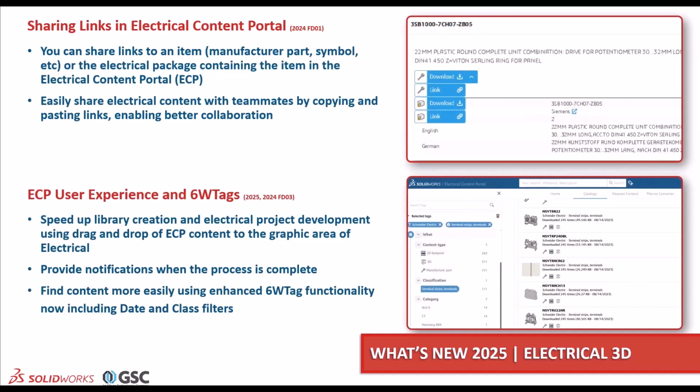Finally, a few improvements to the electrical content portal. Files can be shared with a link, and this is useful for collaborating amongst your team. And if you're dealing with the schematic designer ESX role, keeping everyone current on the same library and sharing libraries, this is a useful addition. And searching on the 3D Experience content portal has improved with the addition of more 6W tags. These are your filters that allow you to find what you need even more quickly.